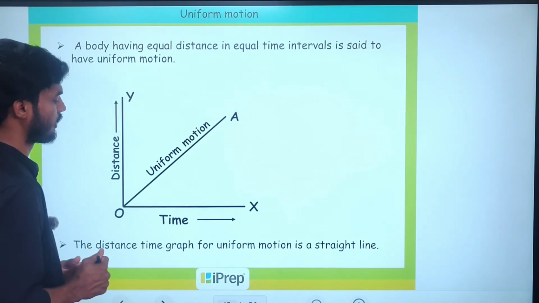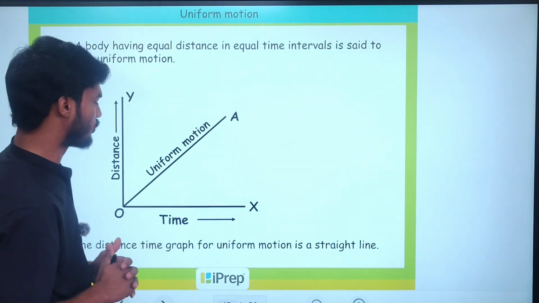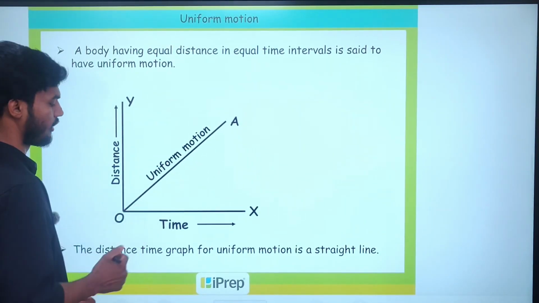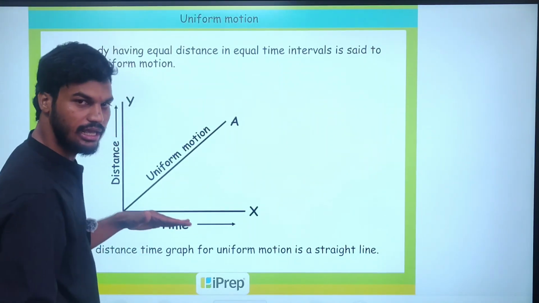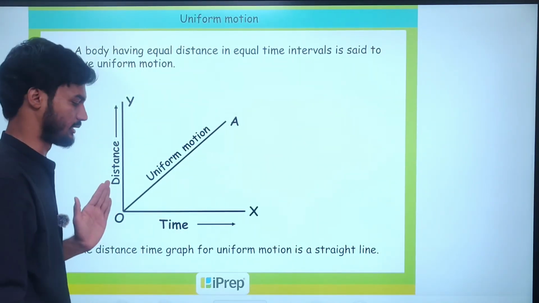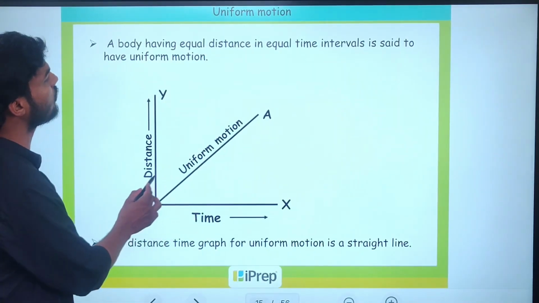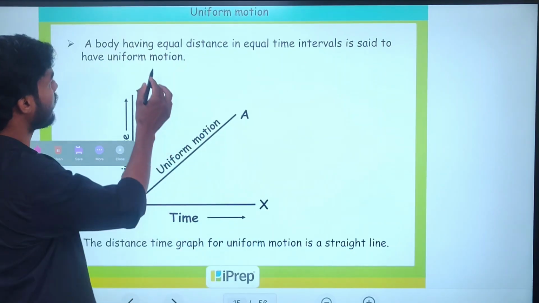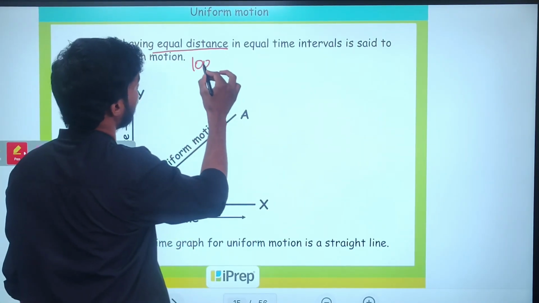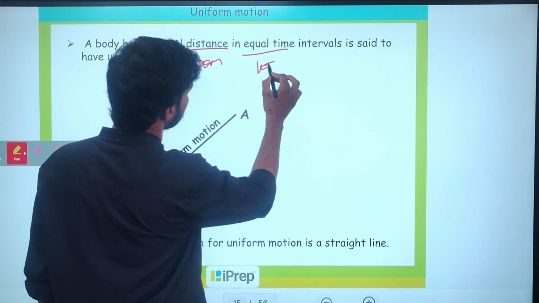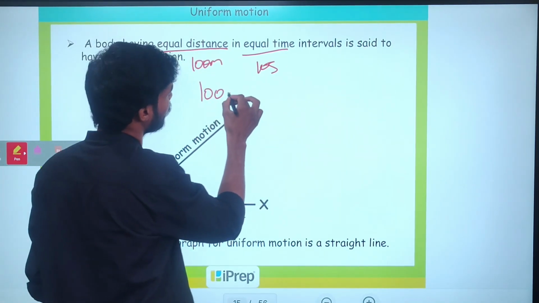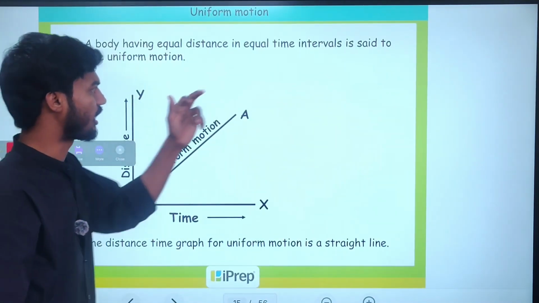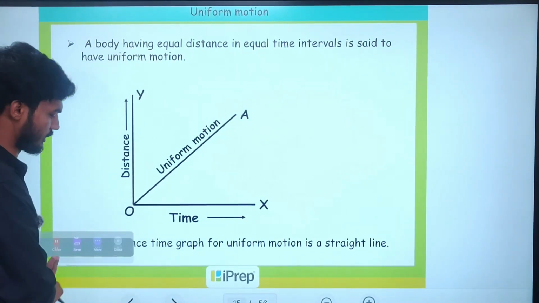Next, look at the image. It is a graph regarding uniform motion. For uniform motion, the graph will be a straight line. On the x-axis, we take the time, and on the y-axis, we take the distance. Again, a body covering equal distance in equal intervals of time is known as uniform motion. For example, 100 meters in 10 seconds, and in the next 10 seconds the body also travels 100 meters.